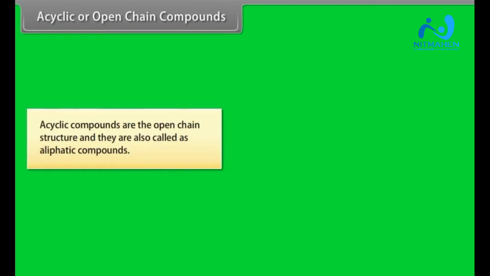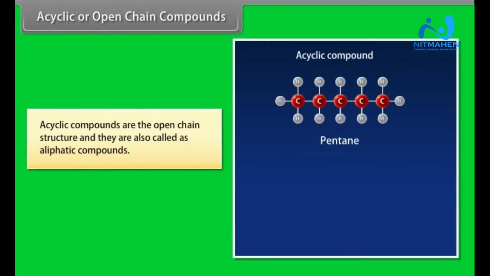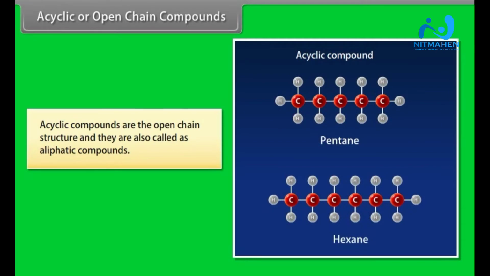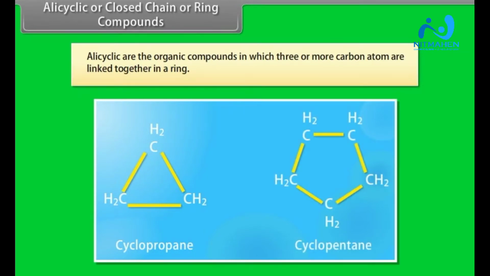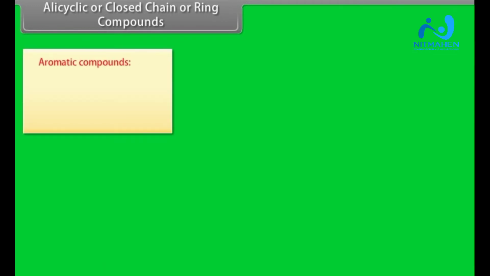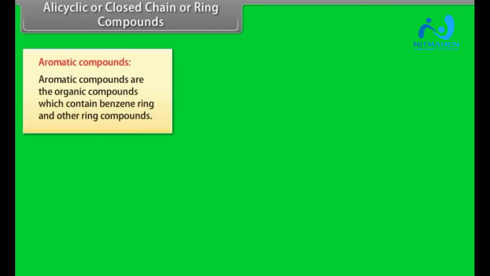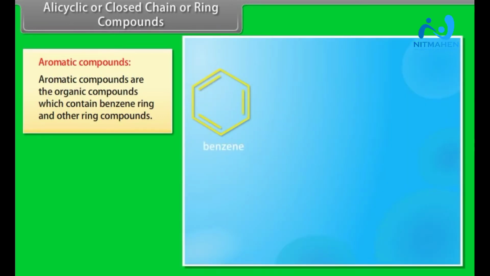Acyclic or open-chain compounds. Acyclic compounds are the open-chain structures, and they are also called aliphatic compounds. Alicyclic or closed-chain or ring compounds. Alicyclic compounds are the organic compounds in which 3 or more carbon atoms are linked together in a ring. Aromatic compounds. Aromatic compounds are the organic compounds which contain a benzene ring and other ring compounds.